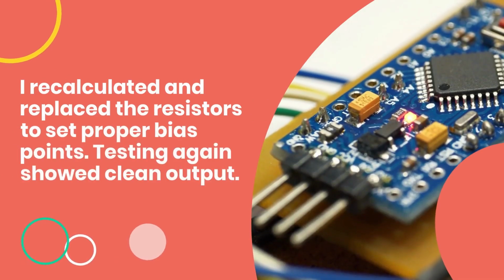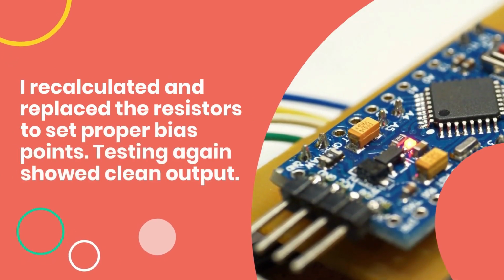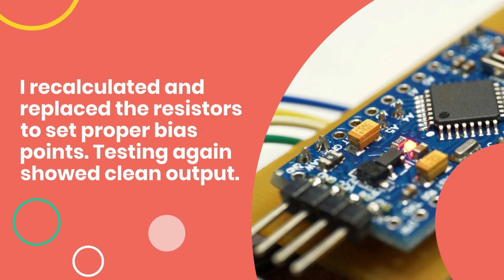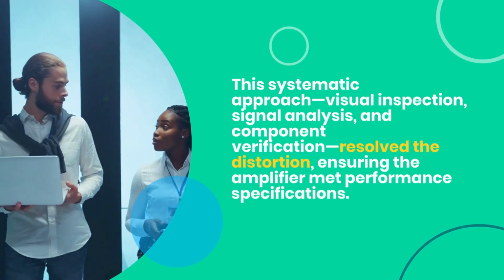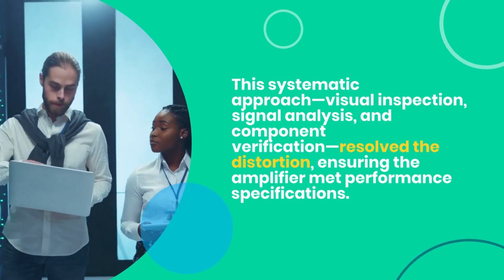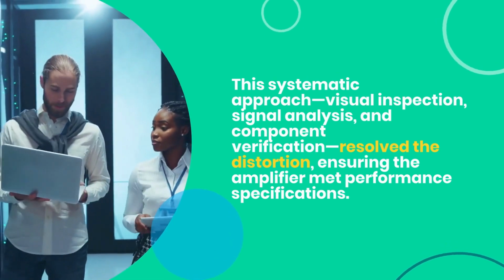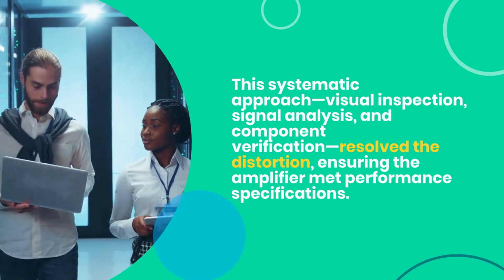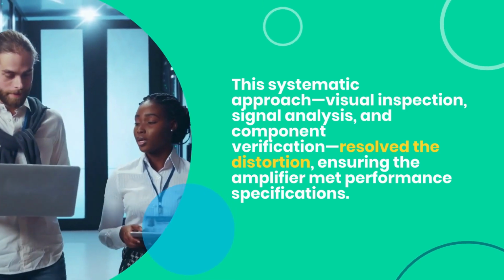I recalculated and replaced the resistors to set proper bias points. Testing again showed clean output. This systematic approach, visual inspection, signal analysis, and component verification, resolved the distortion, ensuring the amplifier met performance specifications.